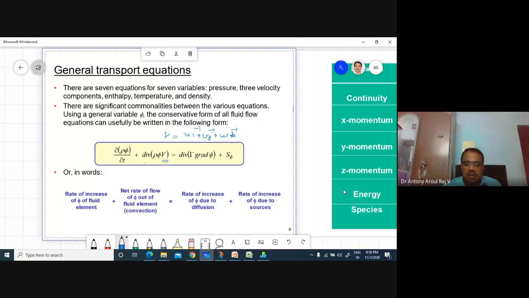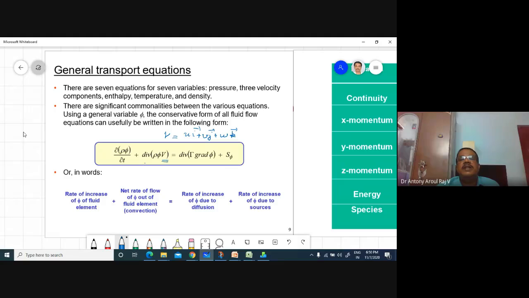If I put phi equal to 1, I will get the continuity equation. If phi is equal to u and gamma is equal to dynamic viscosity, x momentum equation. If phi is equal to v and gamma is equal to dynamic viscosity, I get the y momentum equation. If phi is equal to w and gamma is dynamic viscosity, I get the z momentum equation. Similarly, if phi is equal to h on the left hand side and T on the right hand side, I get the energy equation. It is very simple for you. Within one equation itself, you are able to get all the governing equations for fluid flow. That is sweet news for you; you need not remember all the equations.